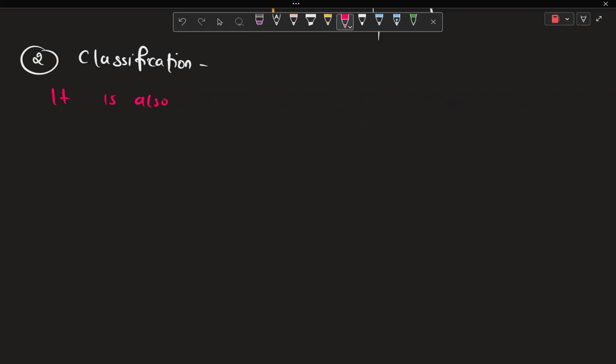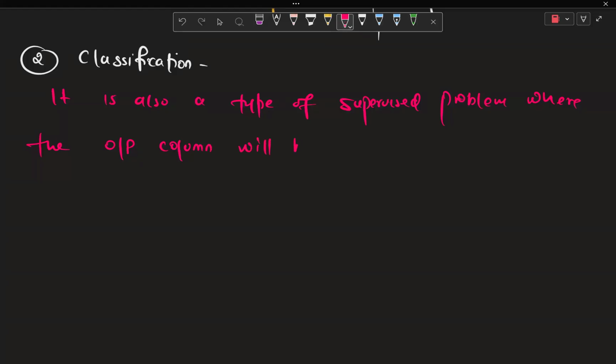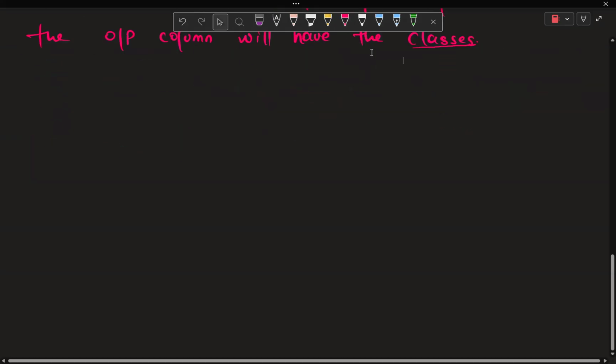It is also a type of supervised problem where the output column will have the classes, okay? It will show the classification actually.